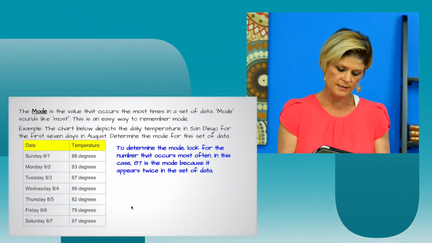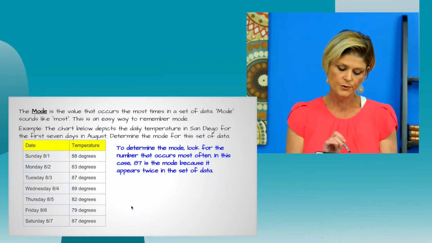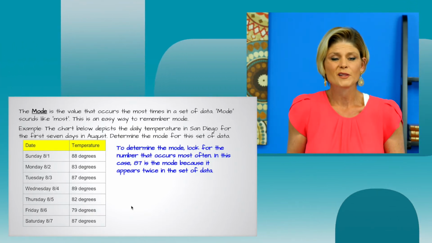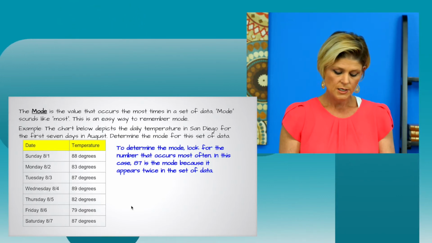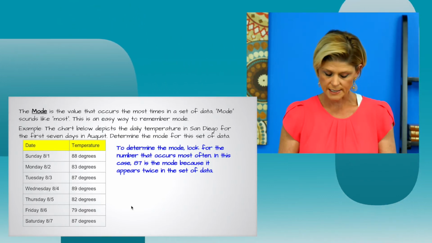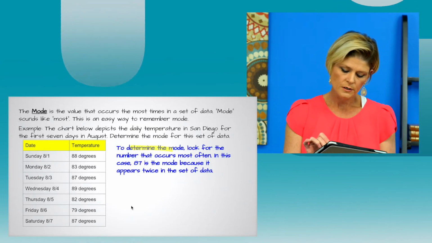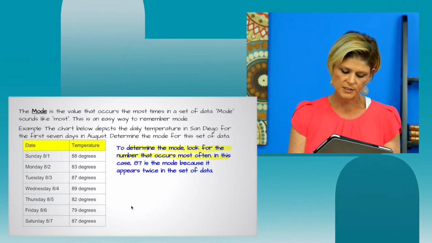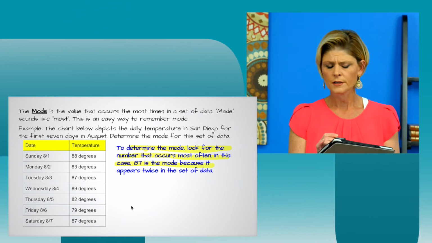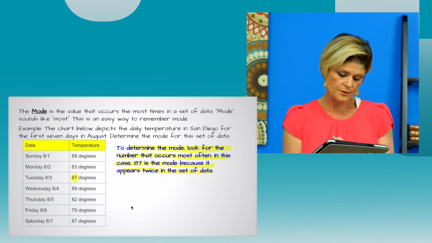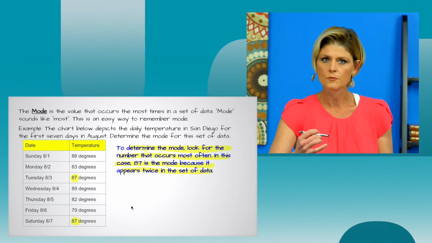Here's a chart, and this depicts the daily temperature in San Diego for the first 7 days in August. Really quickly, you could probably solve this just by looking at it. The problem asks us to find the mode for this set of data, okay? So like I wrote in blue here, to determine the mode, just look for the number that occurs most often. In this case, it's going to be 87 because 87 appears twice in this set of data, and none of the other numbers do. So easy as that. Our mode is 87.